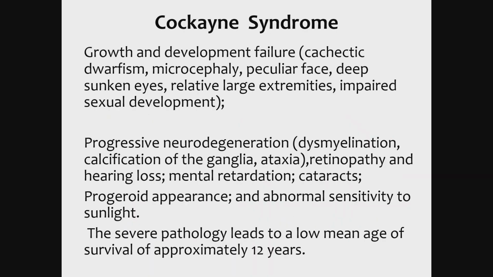And what happens with Cockayne syndrome is that they have growth and development failure. They have microcephaly, and they have a very peculiar face that is smaller and very thin, with deep sunken eyes. And in this case, they do have progressive neurodegeneration, because this system is important in the whole body, and not like lamin A that is only in other tissue. This is important in the brain. So when we don't have the repair system, we get neurodegeneration, and ataxia and many other things like hearing loss and mental retardation and cataracts. And it's a very, very severe syndrome.